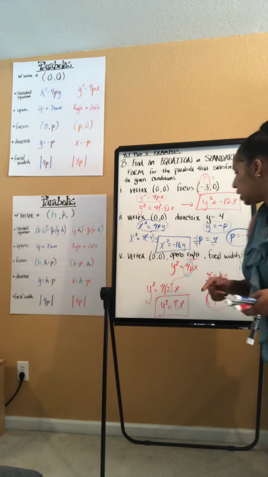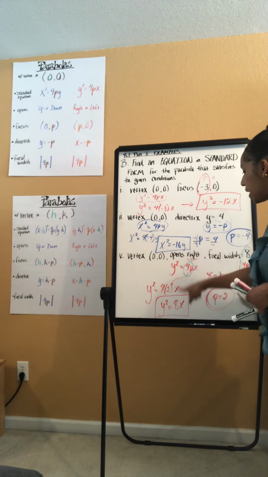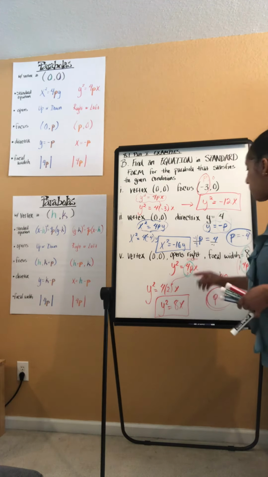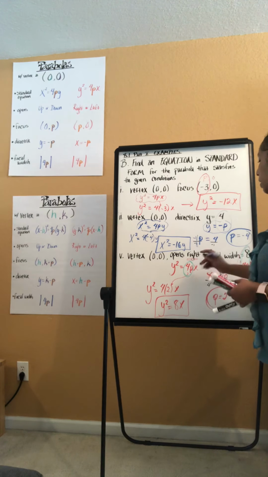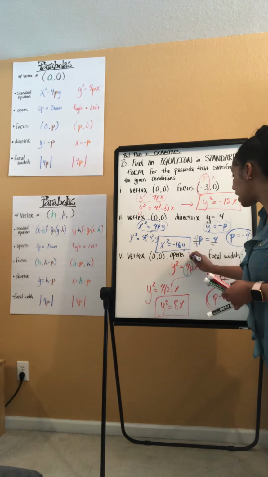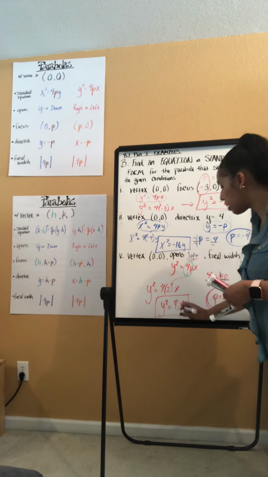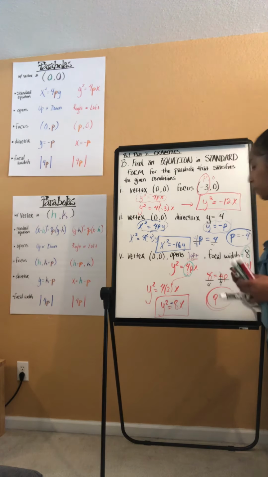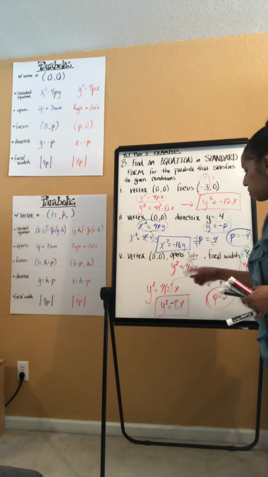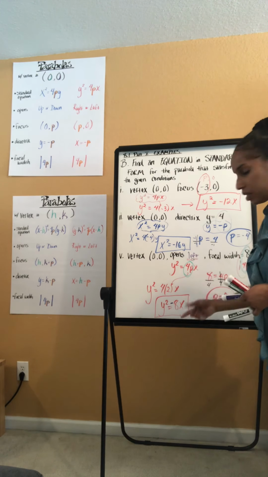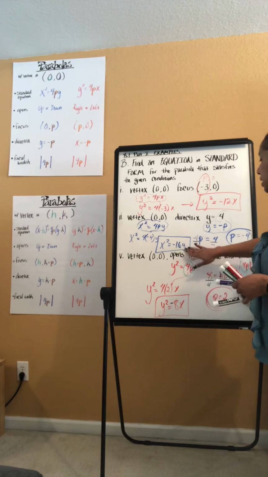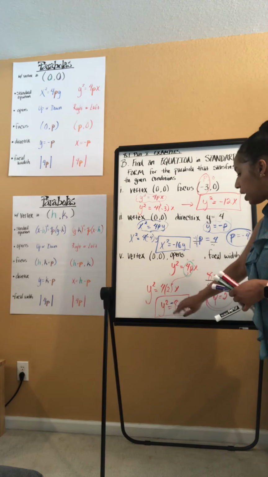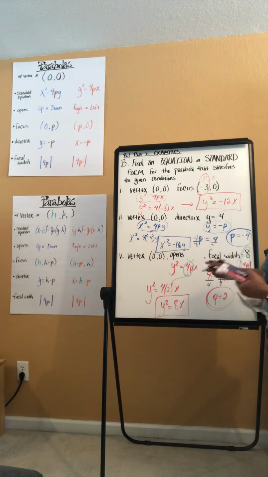But what's important here is what I said. If it opens to the right, it stays positive. But had this said that it opened to the left, then I would have taken my final answer and made it negative. We're clear? If it says right, then it would stay positive. But if it said left, I would change it to a negative. Let's come back to the original, though.